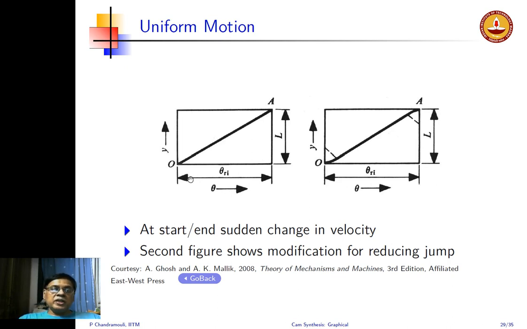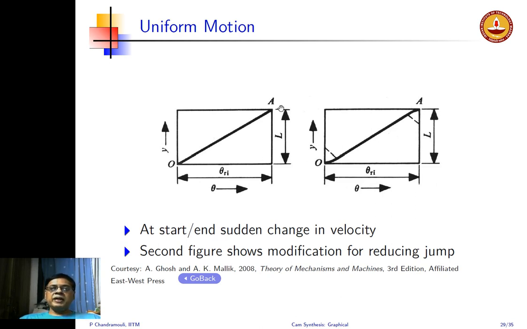But you can see, I'll go back. The second figure basically shows what the issue with this is. Now we are saying that it is uniform velocity. So when I start, remember I am sitting here, the follower is at rest here, and then suddenly it instantly reaches this velocity.